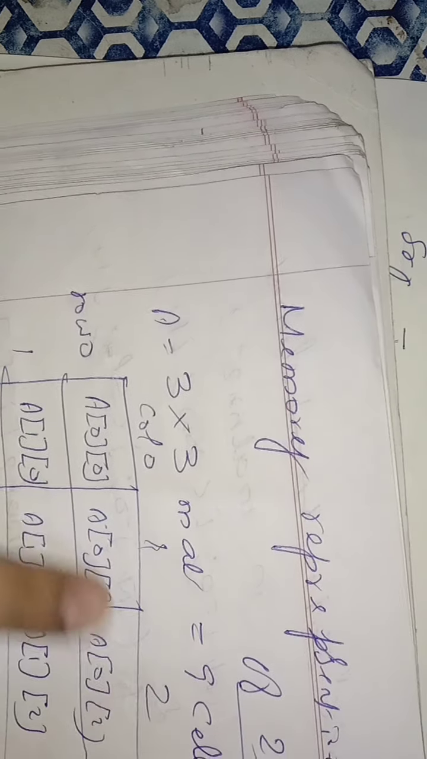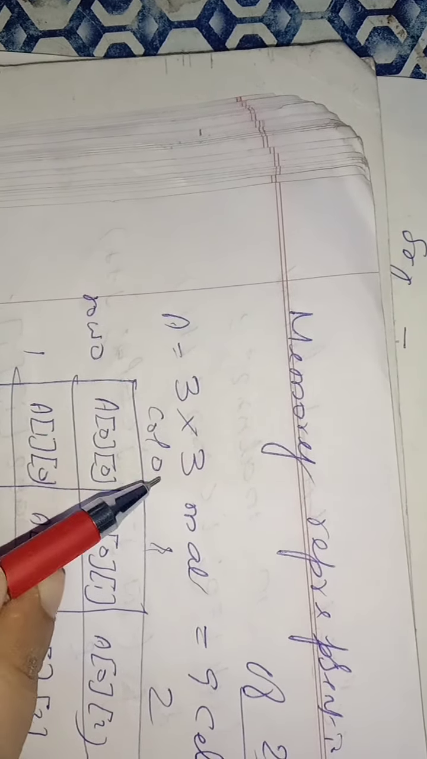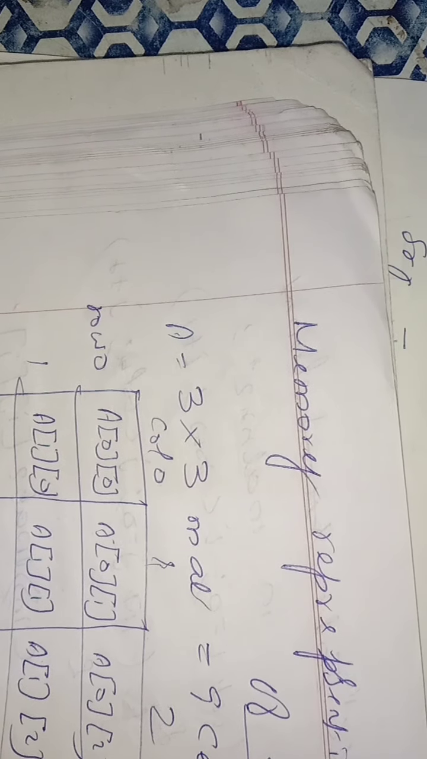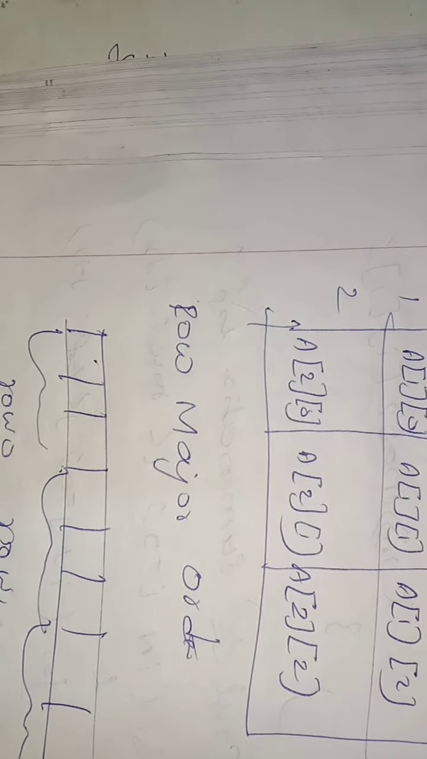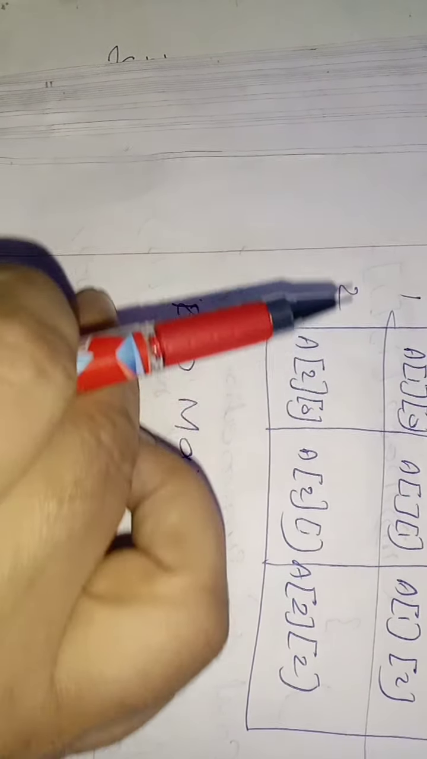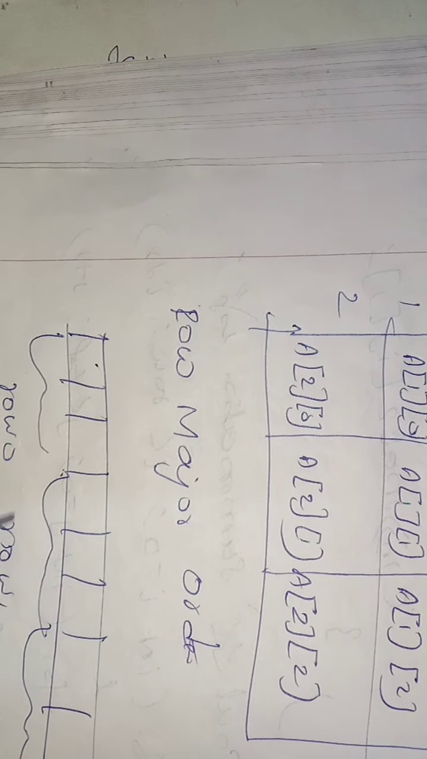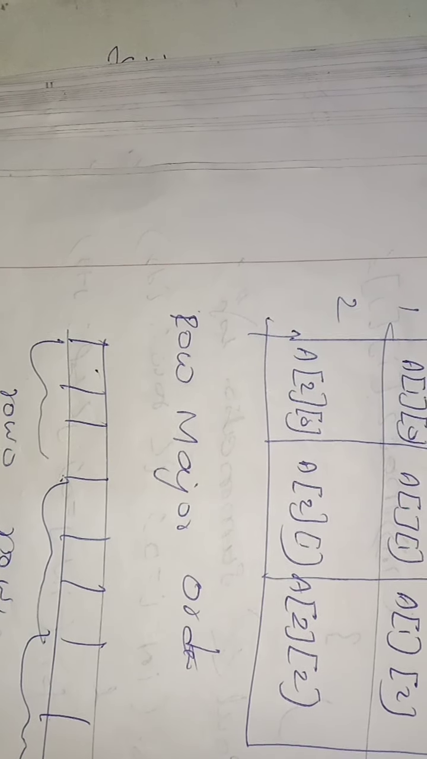Memory representation of 2D array: a 3 by 3 matrix means how many cells will be there? 9 cells, because it is 3 rows and 3 columns. Now the question starts. Memory is stored in a linear array, but I want to divide it into row major or column major.